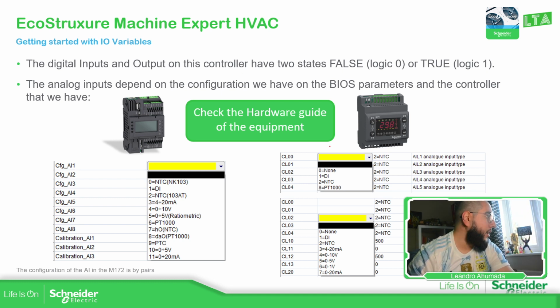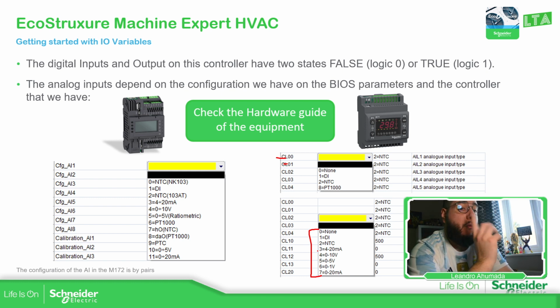For example, here in this M171, the first two, if I'm not wrong, this one and this one, can be used as digital input, NTC, or PT1000. Now, this one, the analog output number 3, can be used for more things. So you need to be careful here and always check the instruction sheet or the hardware manual of the equipment. For the M172 it is a different story.